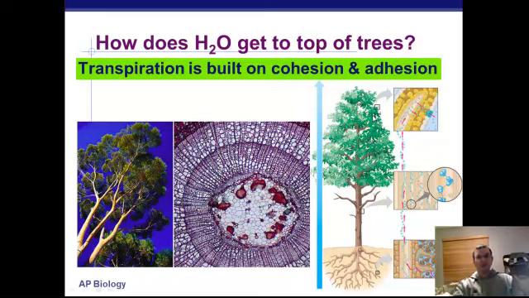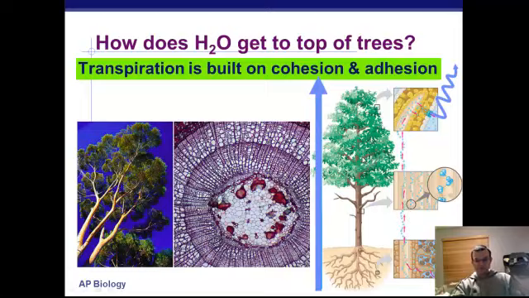Then once it gets to the leaf, it's going to be in the leaf, and when it's no longer needed, or the heat from the environment makes it so that it gets evaporated, it then has little places called stomata where it can exit the leaf and evaporate out into the atmosphere.